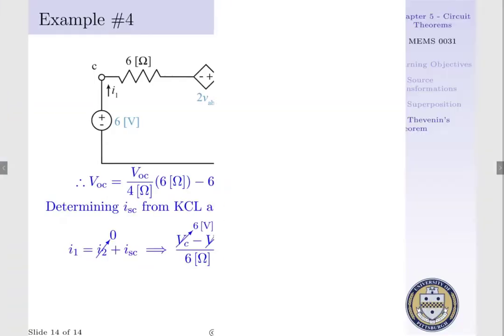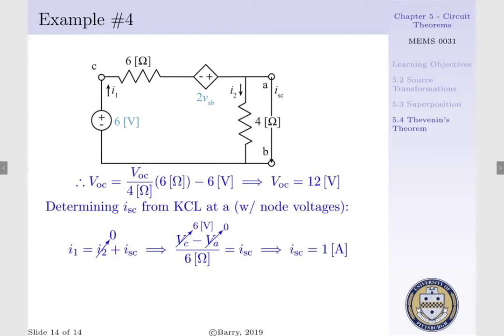Now we have to determine our short circuit current, and to do such we will short terminals A and B, and we will employ KCL at node A. In doing such, we have I1 leaving our 6 volt source and running through our 6 ohm resistor that then heads towards terminal A. We have I2 that branches from terminal A down through our 4 ohm resistor toward terminal B, and then we have ISC going from terminal A to terminal B via our short.